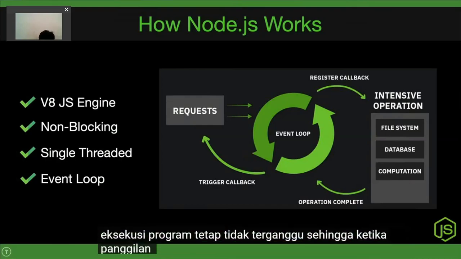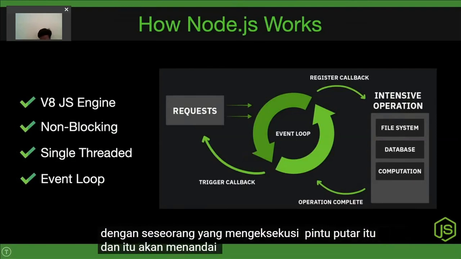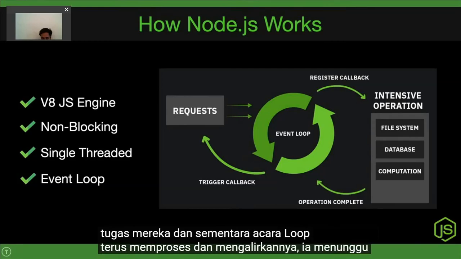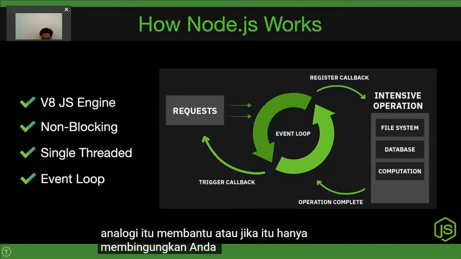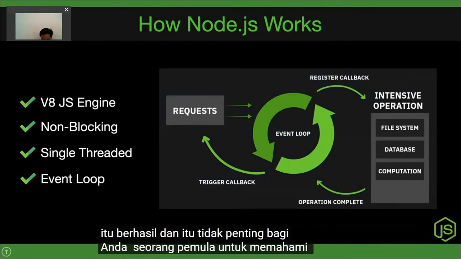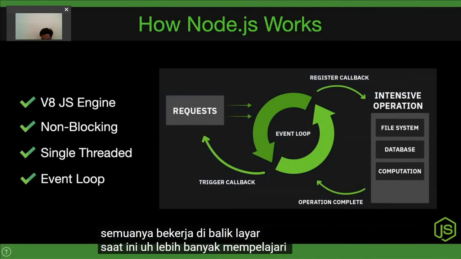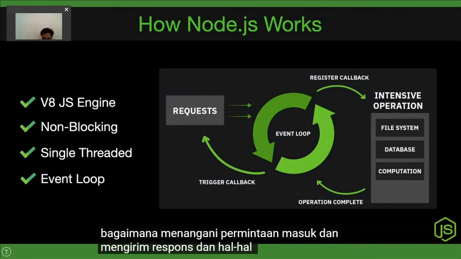So when a callback executes in Node.js, it's akin to a person exiting that revolving door, and it would mark the completion of their task. And while the event loop keeps processing and flowing, it waits for others to enter. Now, I don't know if that analogy helps or if it just confused you more, but that's kind of how it works. And it's not that important for you as a beginner to understand how everything works under the hood right now. It's more learning the syntax and how to handle incoming requests and send responses and things like that.